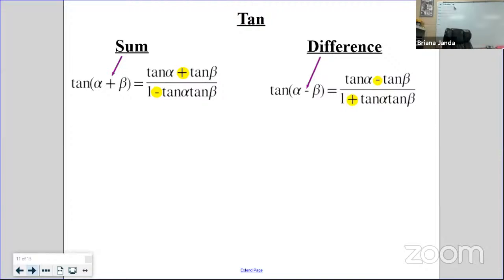Tangent is different. Here are your sum and difference formulas. Let's go back to our cheat sheet and put those onto our identities cheat sheet. So it goes tangent of the first angle plus tangent of the second angle over 1 minus tangent of the first, tangent of the second. Similar for difference, but your signs flip. Tangent of the first minus tangent of the second over 1 plus tangent of the first, tangent of the second.